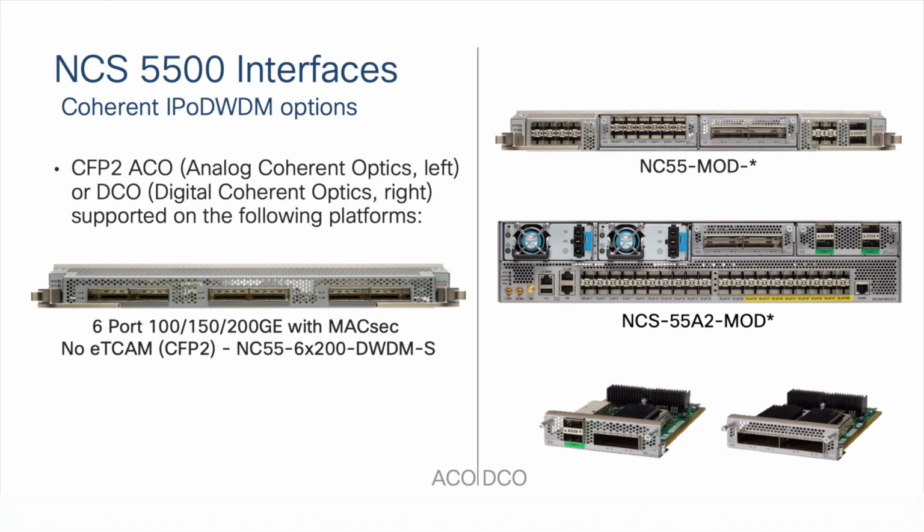I will conclude this section with the last category of optics we support on NCS 5500 family, the CFP2. They are used for IP over DWDM coherent systems and line cards, and we support 2 different types of them. On the left, we have the CFP2 ACO for analog coherent optics, where the DSP is located on the line card itself. And on the right, we have the DCO for digital coherent optic, where the DSP is present on the optic module itself. This second option offers better flexibility, as we know that interoperability in this world can be a bit more challenging than in IP.